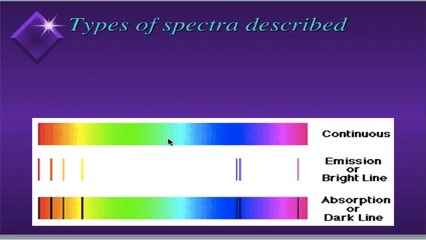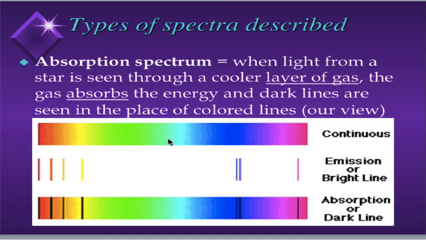Absorption spectra are a little bit different. Instead of seeing the bright lines, we only see the dark lines. Again, these spectra can also be used to fingerprint the stars to determine the types of elements found in those stars. So, that's it.